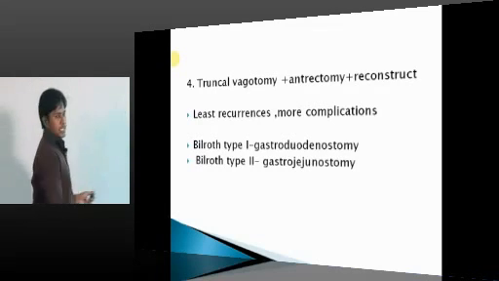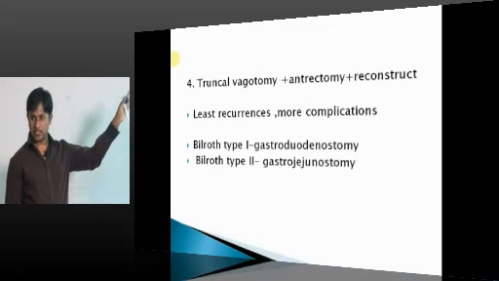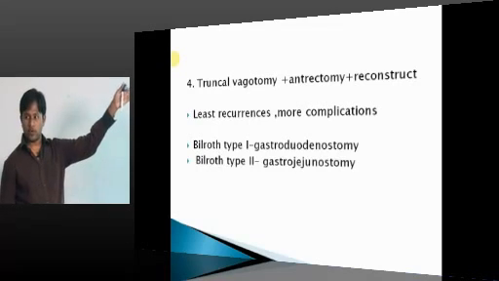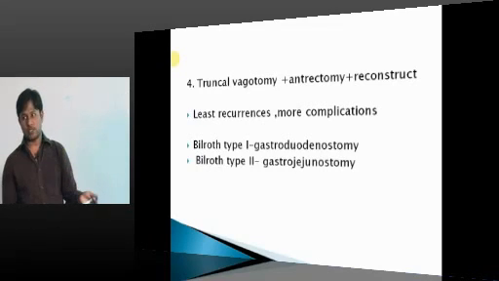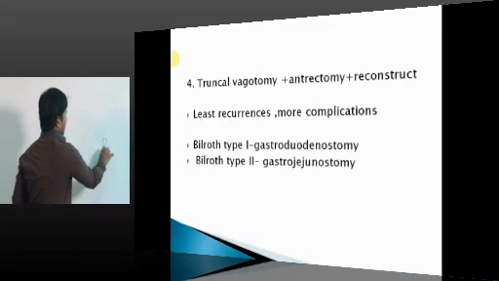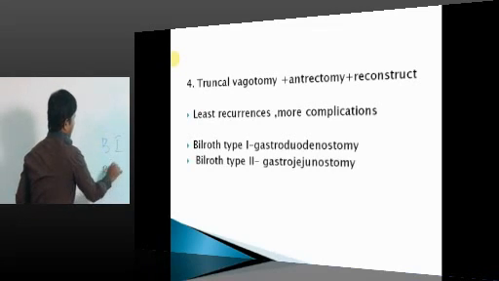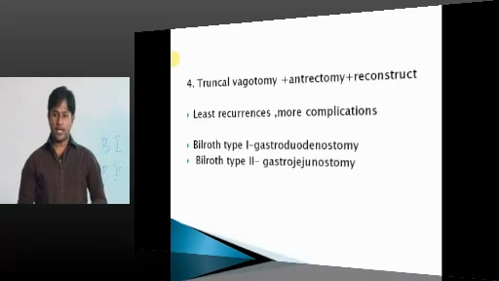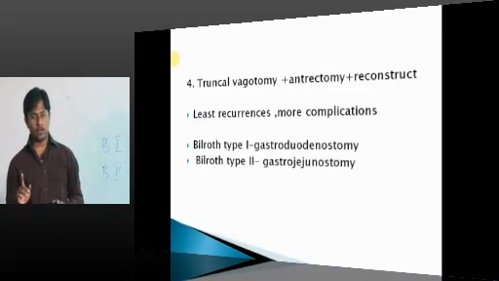So least chances of recurrence. Is it right? But most complications, because you are doing an antrectomy plus reconstruction. Okay. These again are of two types: Billroth type 1 and Billroth type 2. Mind you, please make clear to yourself about Billroth type 1 and Billroth type 2.